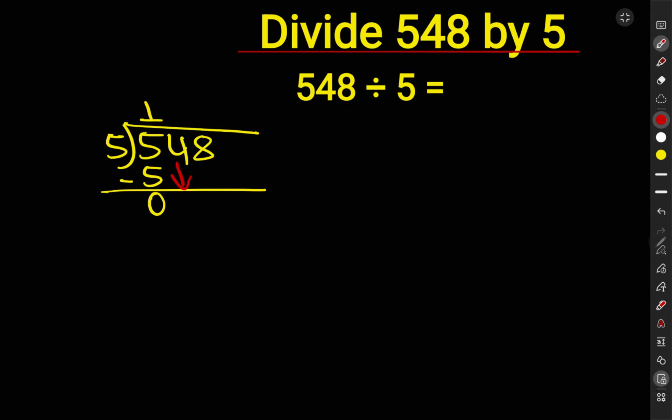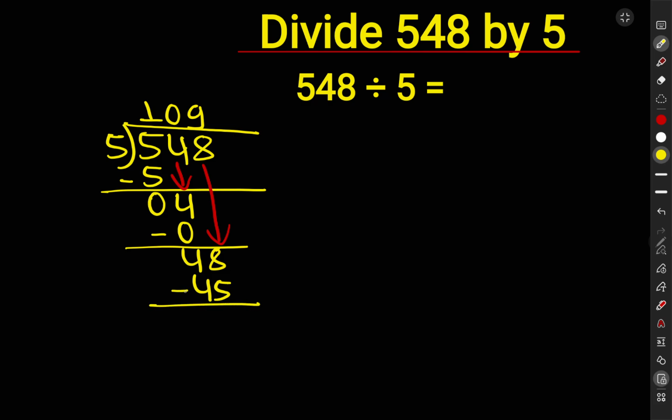So now we put down this 4, and 5 times 0 means 0. On subtracting we get 4. So again we put down this 8 and it is 48. 5 times 9 is 45. On subtracting we get 3.